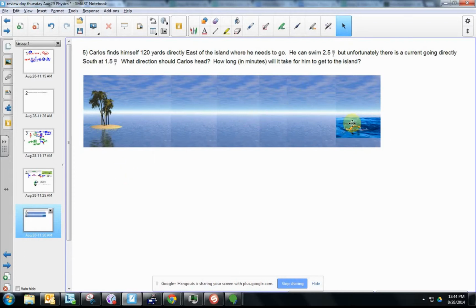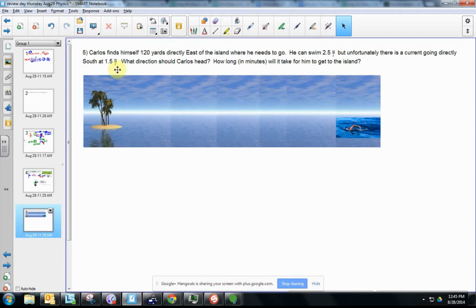He swims a certain speed. This is how fast he swims, 2.5 meters per second, and that's how fast he's going to swim in the problem. We talked about on that other example how we had the robot swimmer that only goes a certain speed. So Carlos is going to swim 2.5. He can go any direction he wants. And I hope it's clear that if he goes directly west, which is where the island is, he's not going to get to the island because there's a current going south, and that's going to mess him up.